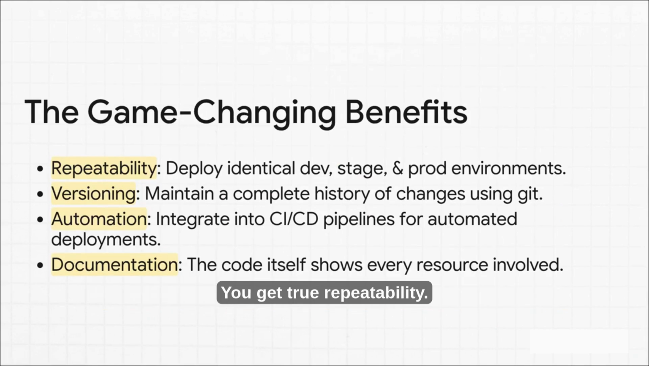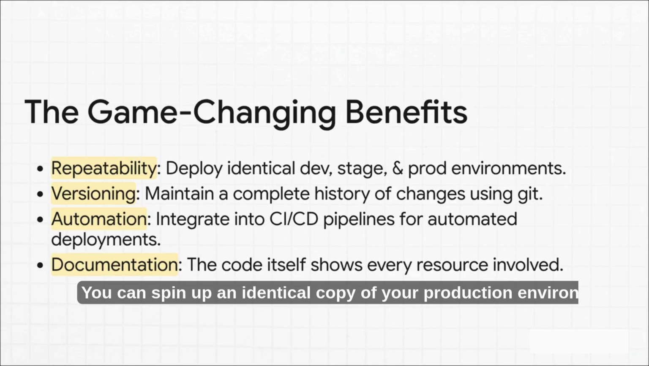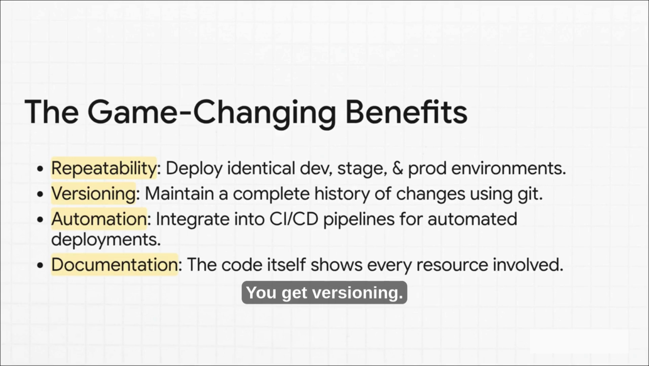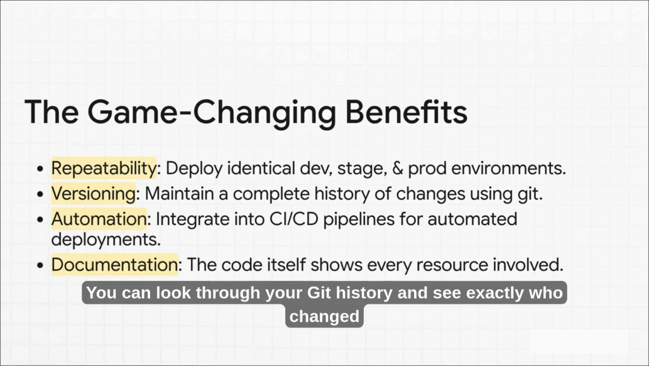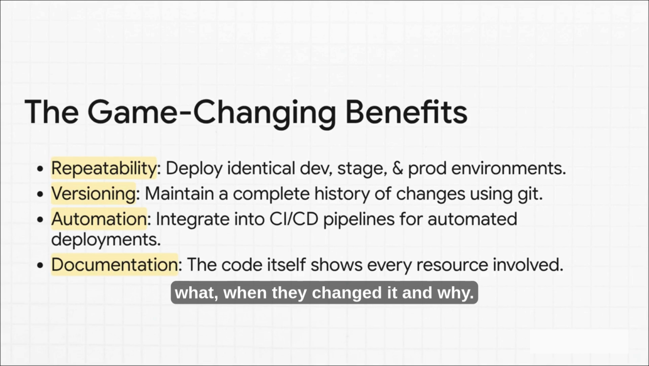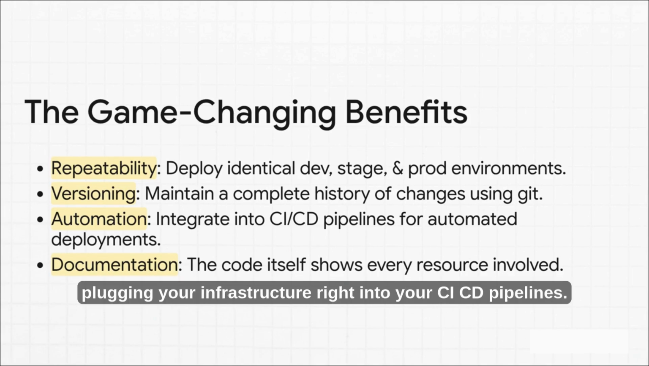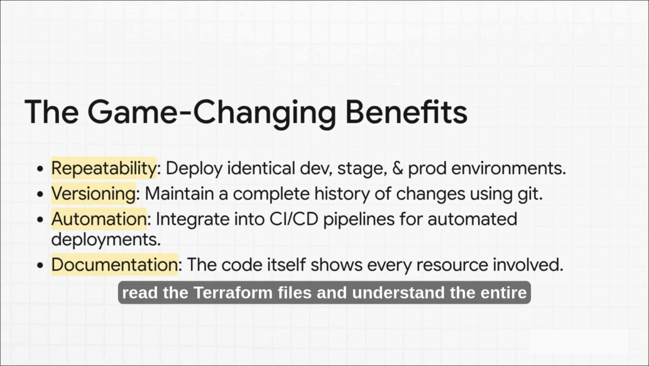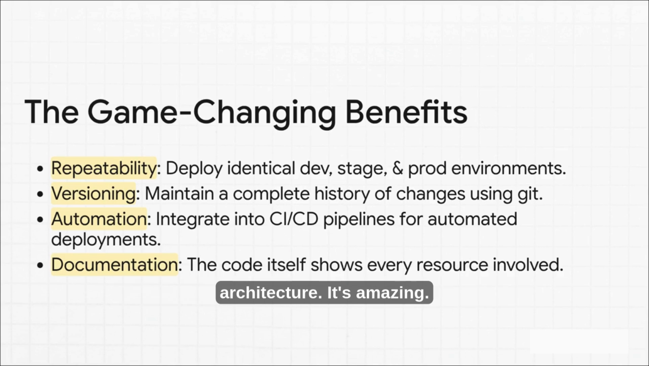You get true repeatability. You can spin up an identical copy of your production environment for testing with one single command. You get versioning. You can look through your Git history and see exactly who changed what, when they changed it, and why. You can automate the whole thing, plugging your infrastructure right into your CI/CD pipelines, and my personal favorite, the code is the documentation. A new person can join the team, read the Terraform files, and understand the entire architecture.